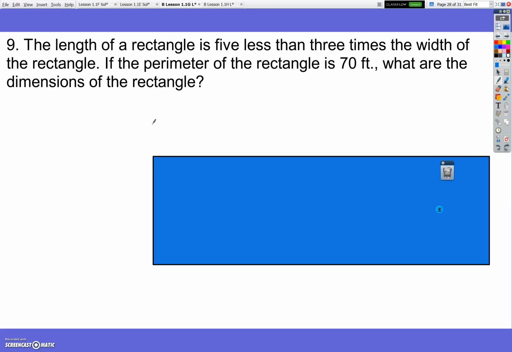Alright guys, we're going to be looking at part 2 of this video. So let's go ahead and look at this. The very first thing, it says the length of a rectangle. As soon as you hear the length of a rectangle, I want you drawing that shape.